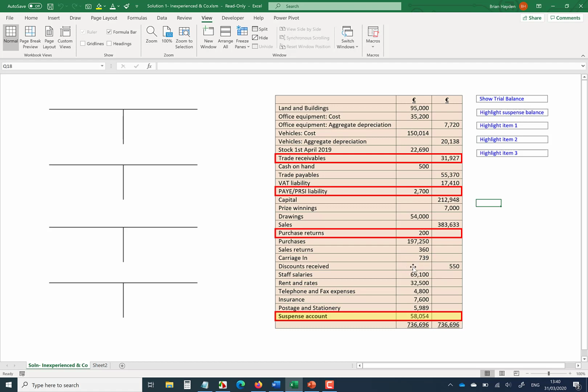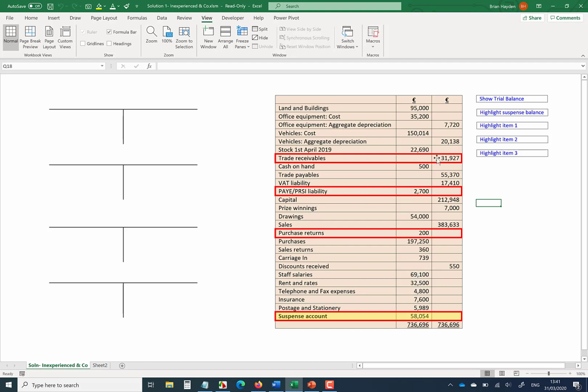Discounts received, okay. Now again, one of the things that I recommend is that when it comes to discounts received, discounts allowed, you insert the word "you" immediately after the word discounts. So discounts you received, that's a gain to you, that's a benefit, it's an income. Okay, so it's correctly on the credit side. And discounts allowed, discounts you allowed, this is what you allowed your customers, they would be an expense. So they would go in the debit column. The next series of items are all expenses: salaries, rent, telephone, insurance and stationery. These are all expenses and they're correctly on the debit column.